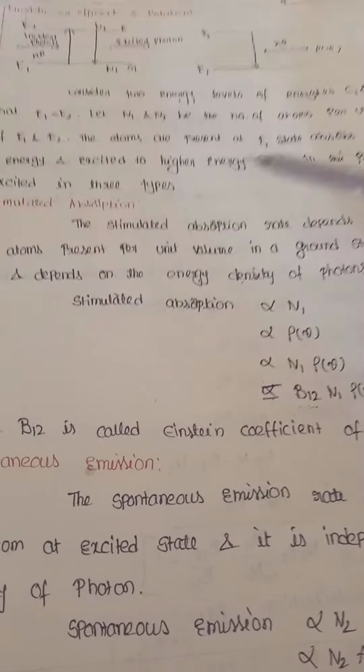So now we have three Einstein coefficients: one is A21, another one is B12, and the last one is B21. Here we have two types of process.